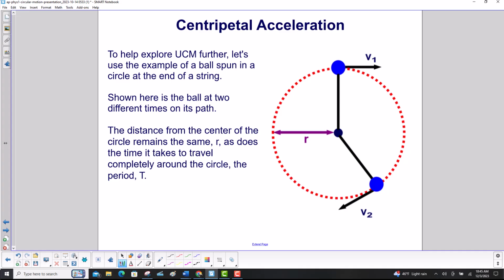To help explore UCM further, let's use the example of a ball spun in a circle at the end of a string. Shown here is the ball at two different times on its path. There's just one ball here, but here it is at the first time, here it is at the second time. The distance from the center of the circle remains the same, r, as does the time it takes to travel completely around the circle, the period T.